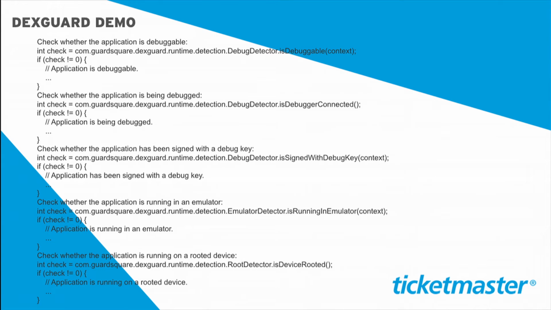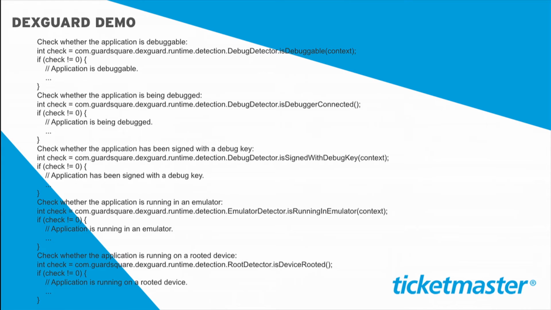There are some other runtime checks you can do, things like whether the application is debuggable. Typically, you don't want your application to be released to the public allowing it to be debugged. You can check whether a debugger is connected. You can check whether it's been signed with a debug key. You can check whether it's running in an emulator and whether the device is rooted. Some of these features are available in other tools, but DEXGUARD combines it all in one place, so it just makes it really easy to work with.